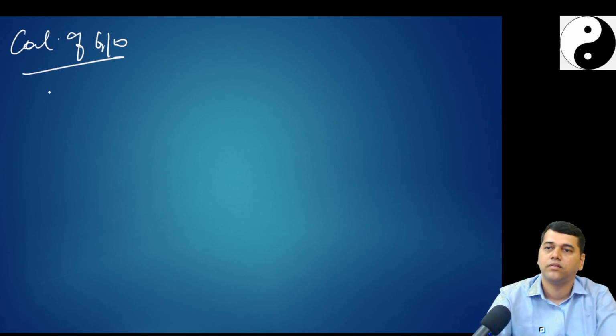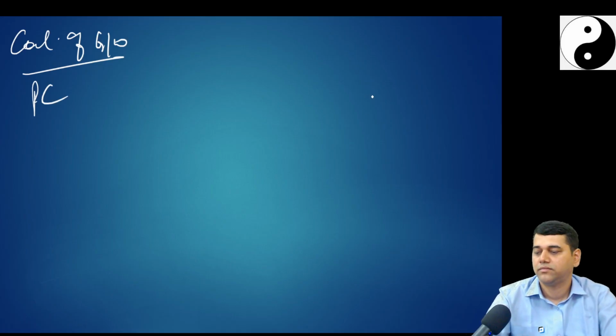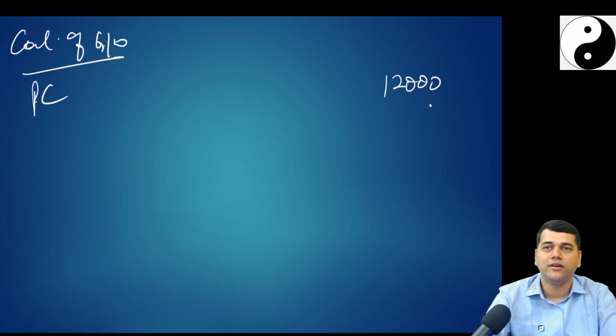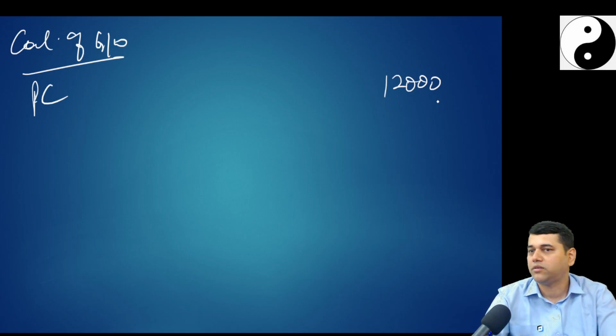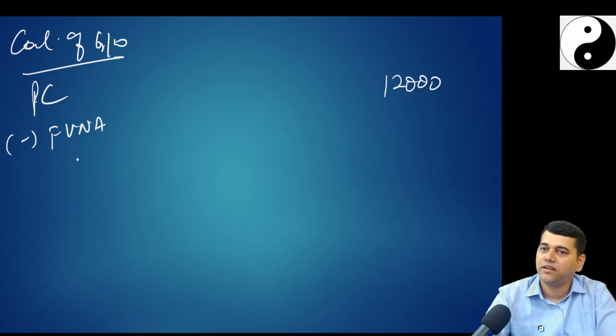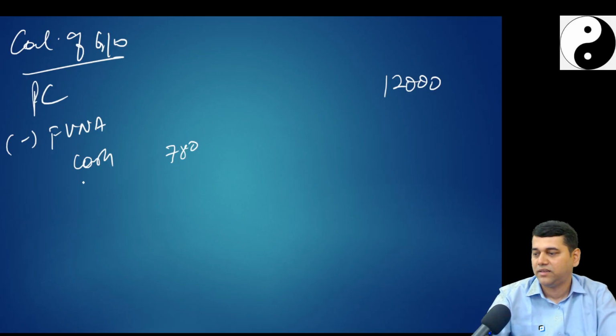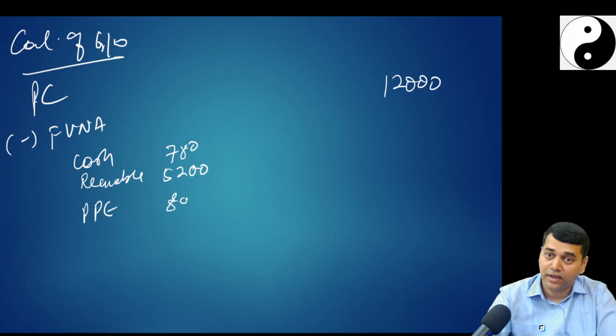Okay, next is the goodwill calculation. Calculation of goodwill. What is your purchase consideration? 12,000. Do you have NCI? No. Do you have previous equity? No. Straight away less FVNA. What is your FVNA? How much is cash? 780. Receivable? 5,200. PP? 8,000.